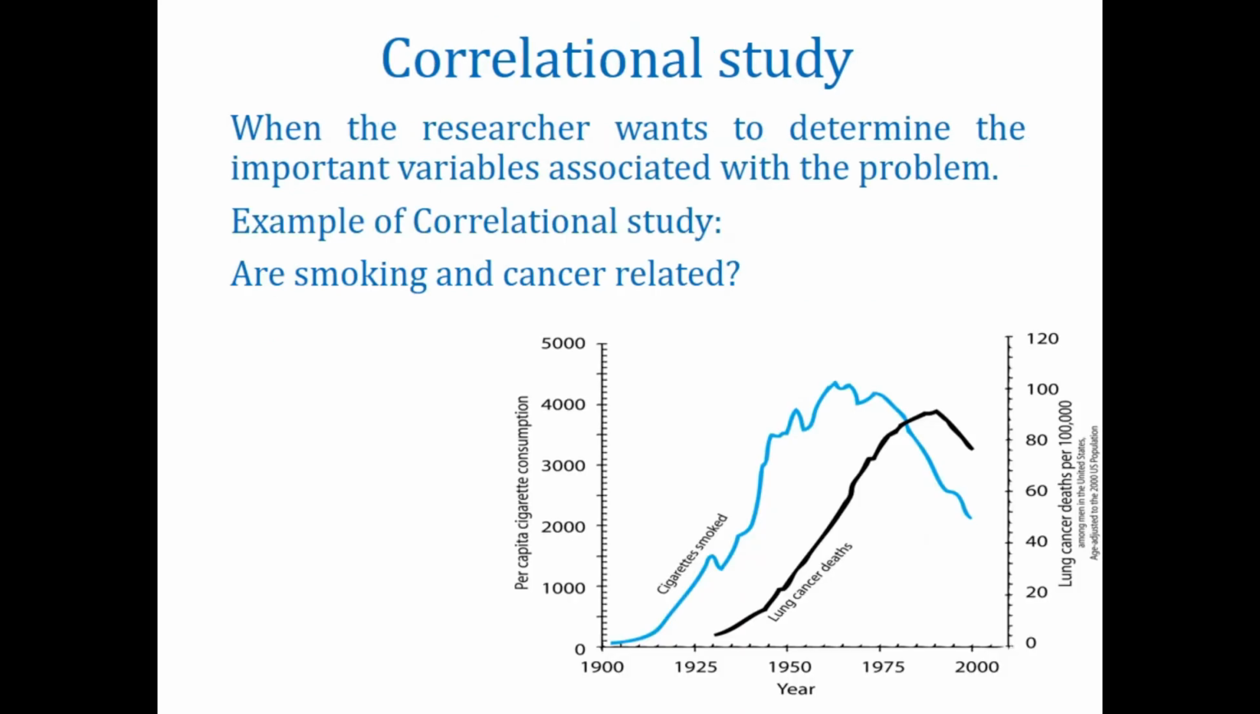Now, correlation study. When the researcher wants to determine the important variables associated with the problem, how many factors, how many variables are associated with that particular problem which the researchers attempt to investigate. An example of a correlation study is the smoking and cancer relationship. The researchers tend to find out the relationship between smoking and cancer.